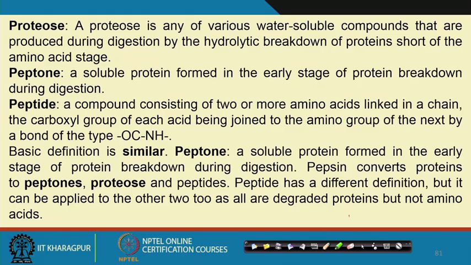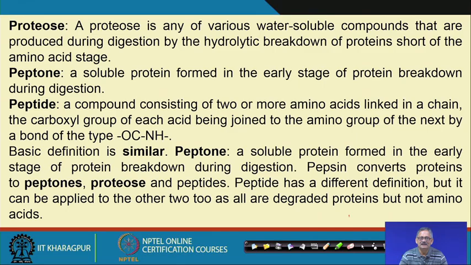And we also said that the peptide bond is nothing but OCNH, right. That CN bond is the peptide bond. Obviously, it should also have one O with the C and NH, the carbonyl group and the NH group, together bonded to CN, right. And the basic definition of protease, peptone and peptide are similar.